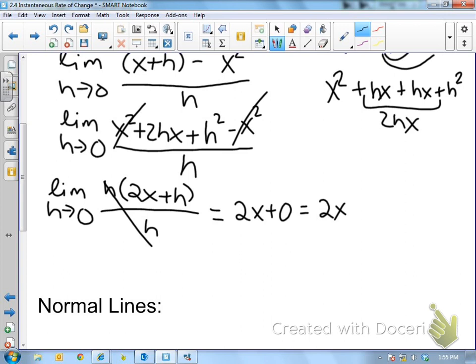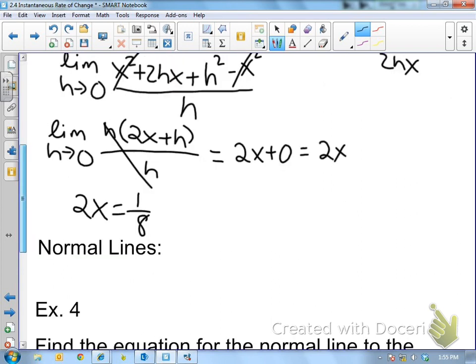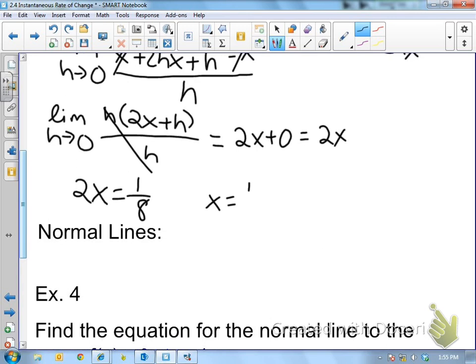And that'll lead us more into derivatives in the next chapter. But we wanted our slope to equal how much? 1/8. So we want to know, where does 2x equal 1/8? Now we just solve an algebraic equation. How do I solve this? If we divide both sides by 2, x equals 1/16. That is the x value where our slope is 1/8.